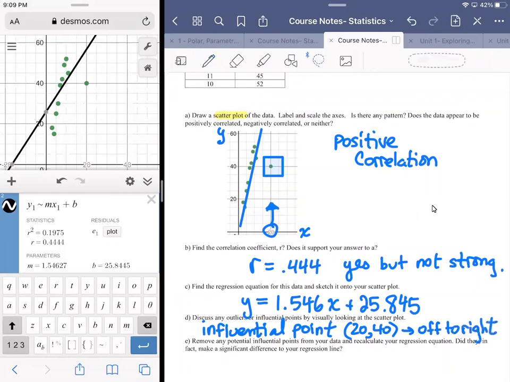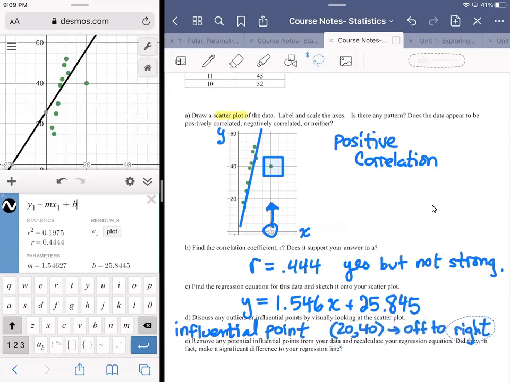Professor, can you explain again why it's an influential point as opposed to an outlier? Outliers are points that are off of the curve, but influential points are outliers that are deviating from the curve to either the left or the right. And because this point, the one that's in the box, is a deviation from the line in this case on the right, not too high, not too low, but too far to the right, that makes it an influential point.